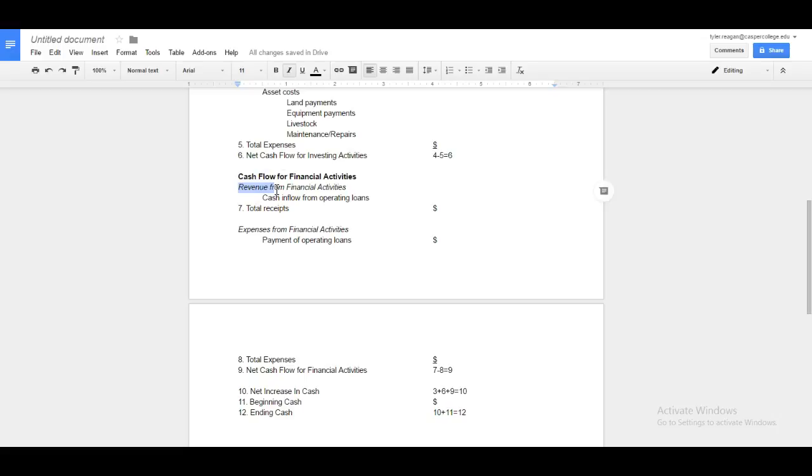Financial activities generally deals with loans. For this particular assignment, we're going to be talking about operating loans.